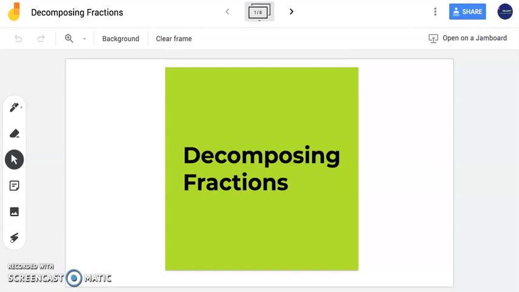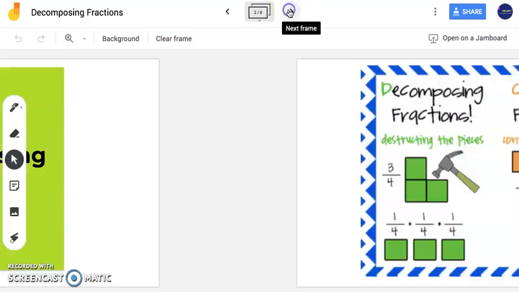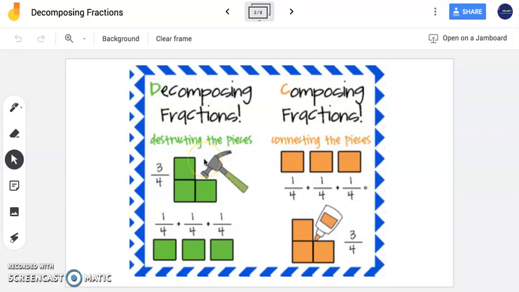Hello, today we're going to focus on decomposing fractions. Now, as a reminder, decomposing fractions is tearing apart these fractions. So if you look at this example, it does say destructing the pieces. So we have 3/4, and notice here represents 3/4. But this is also equivalent to 3/4. The only difference is we decomposed 3/4 and tore it apart.